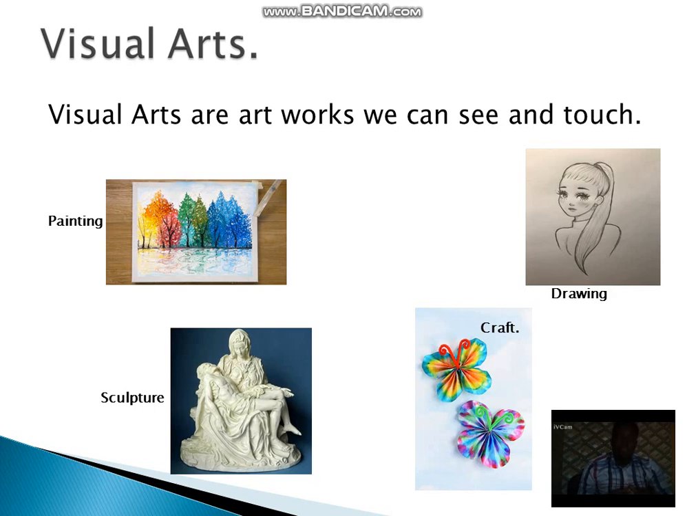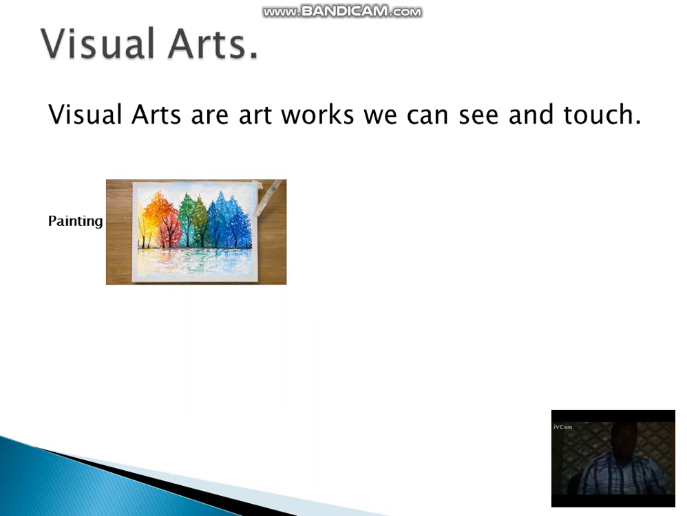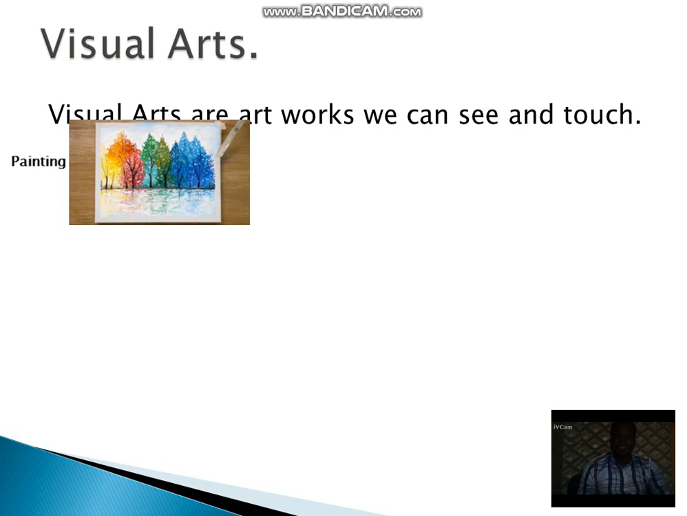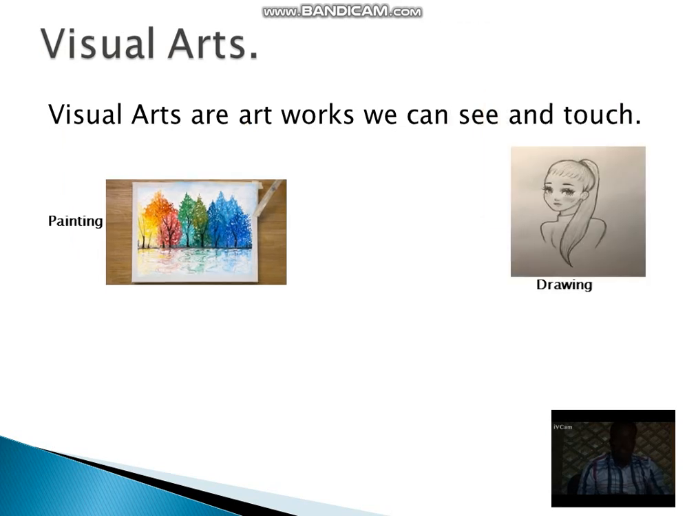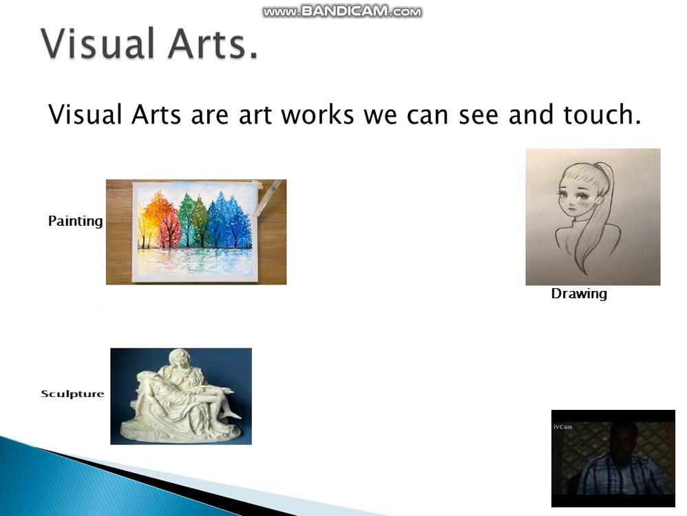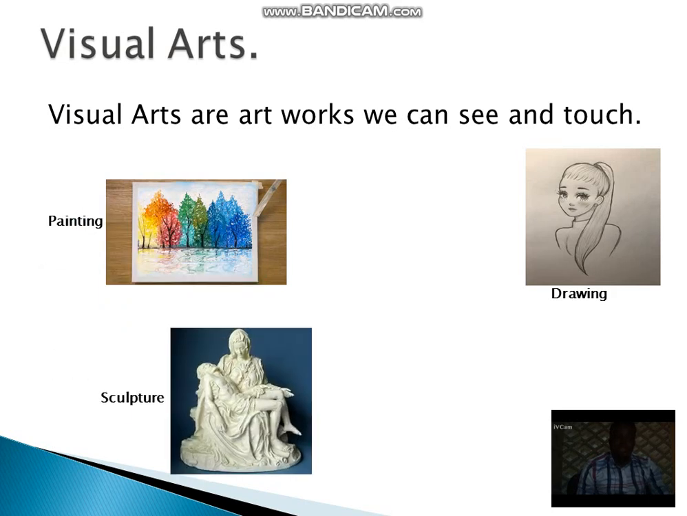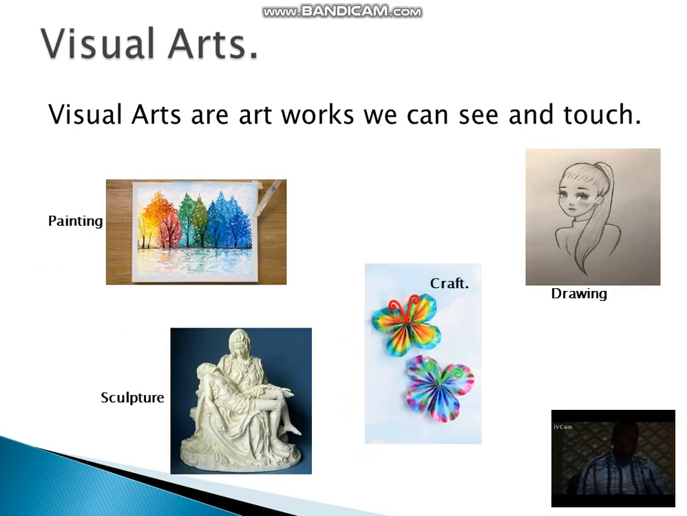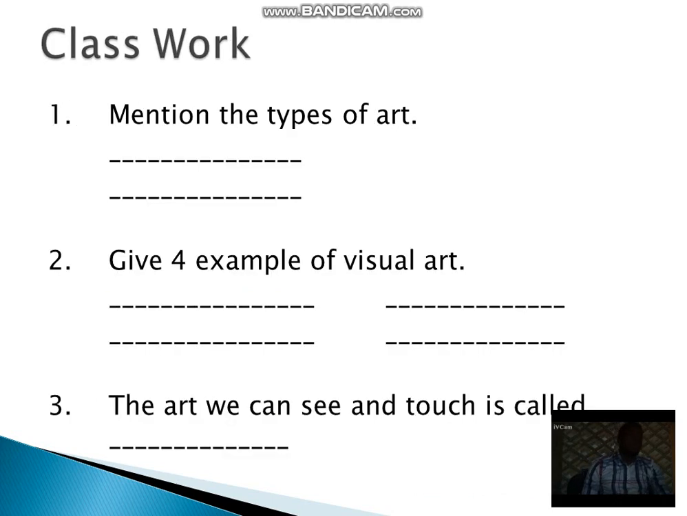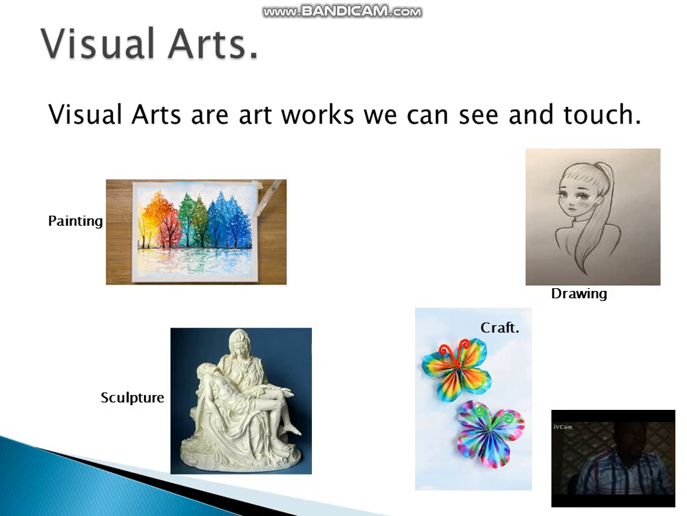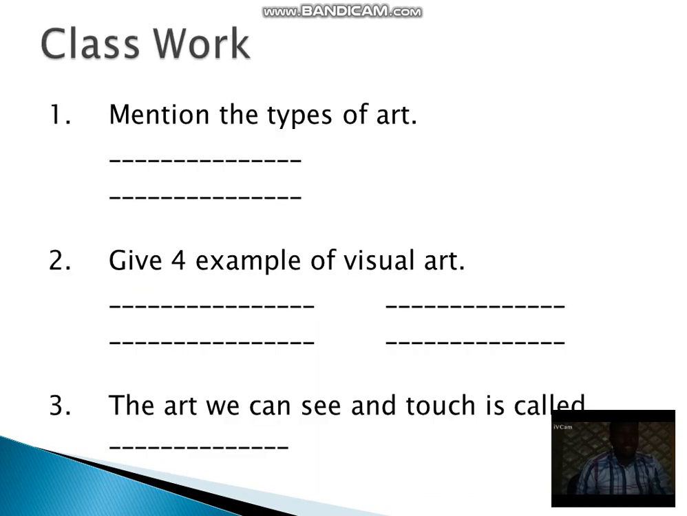So, visual art are the artworks we can see and touch, and they are number one, let's take it again, painting. Number one is what? Painting. Number two is what? Drawing. Number three is what? Sculpture. And number four is what? Craftwork. Now, we'll proceed to your classwork.